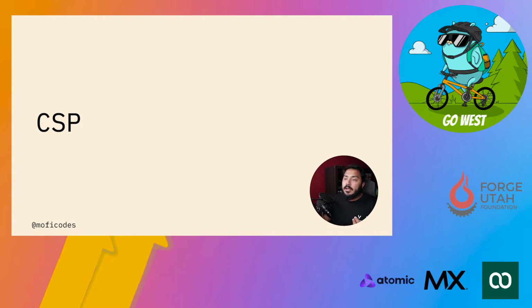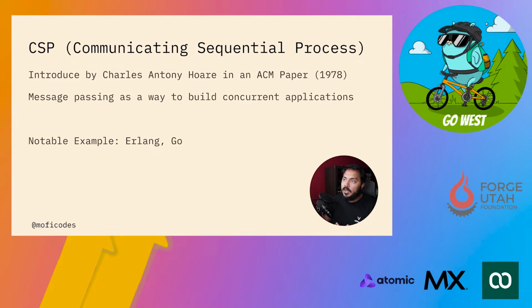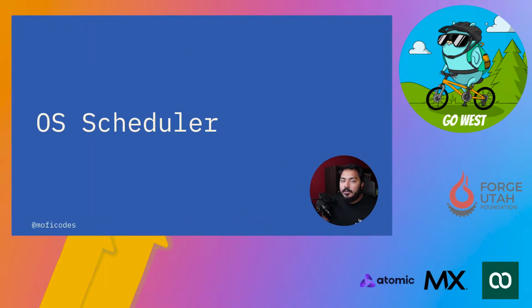In the 1980s, there was a computing principle called CSP, which stands for Communicating Sequential Processes. It's a paper by Anthony Hoare from 1978. It's a way of creating concurrent applications via message passing. Another language that is also very famous and uses this system is Erlang, and Go uses channels to pass messages to build concurrent applications. So again, that's the background where the idea of channels comes from.